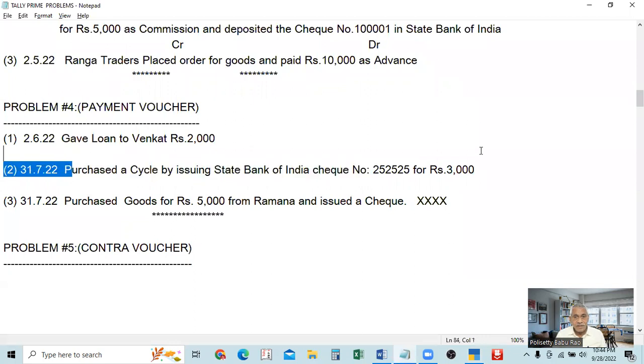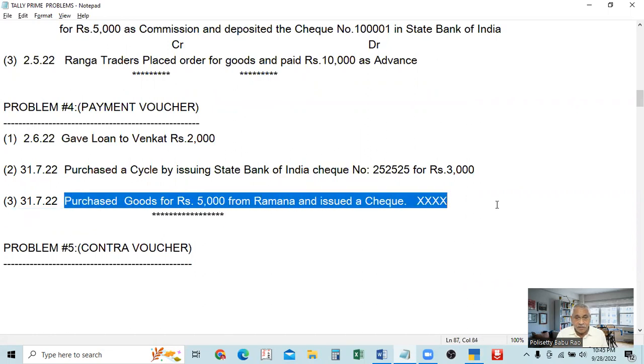Later we will do many transactions, mixing all the types of transactions, we will do a lot of problems. Next, purchased goods for 5,000 rupees from Ramana and issued a check. It is also payment. We purchased goods just like we purchased the cycle, and issued a check. So this is also payment.